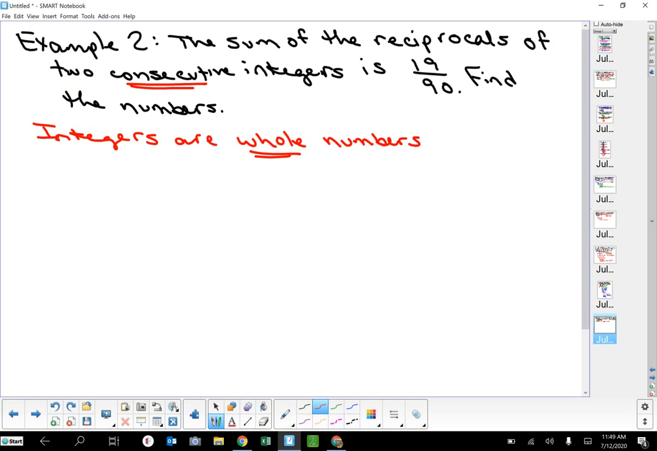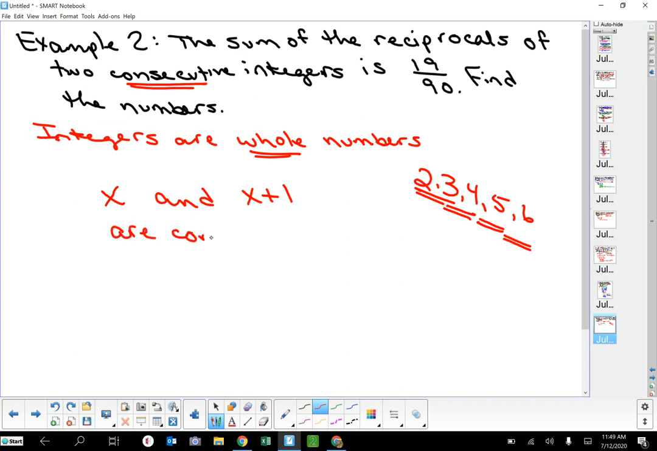So when you see that, one number is going to be x, and the next number after that, you add 1 to it, right? 2, 3, 4, 5, 6. Each of these are groups of consecutive numbers. You add 1 to get to the next one. So x and x plus 1 are consecutive.